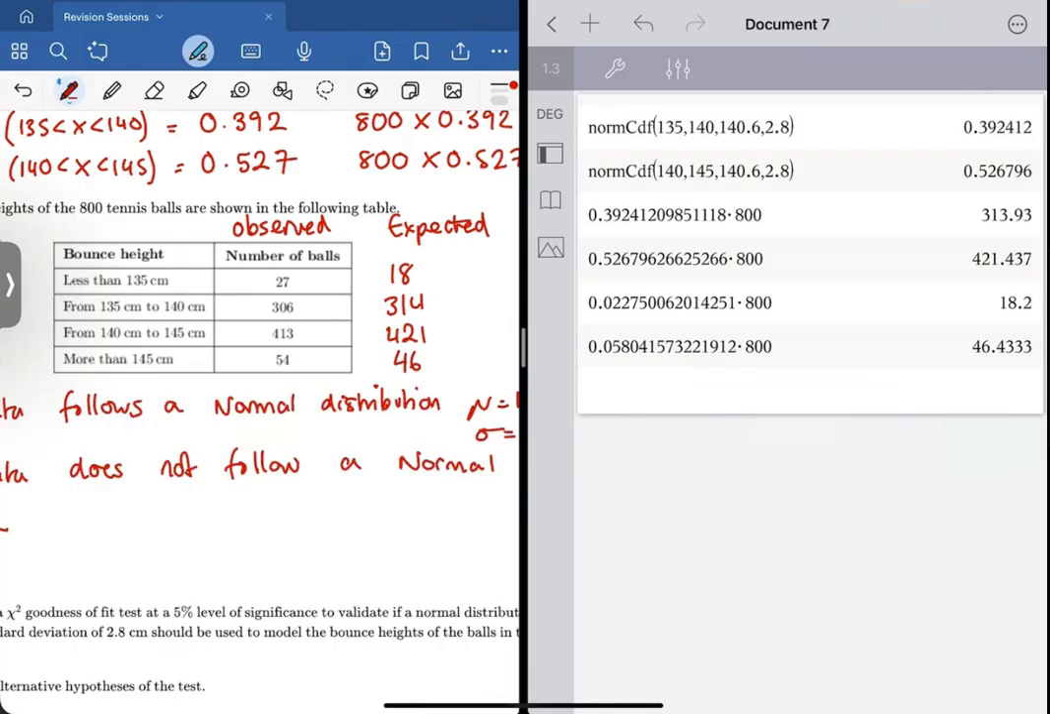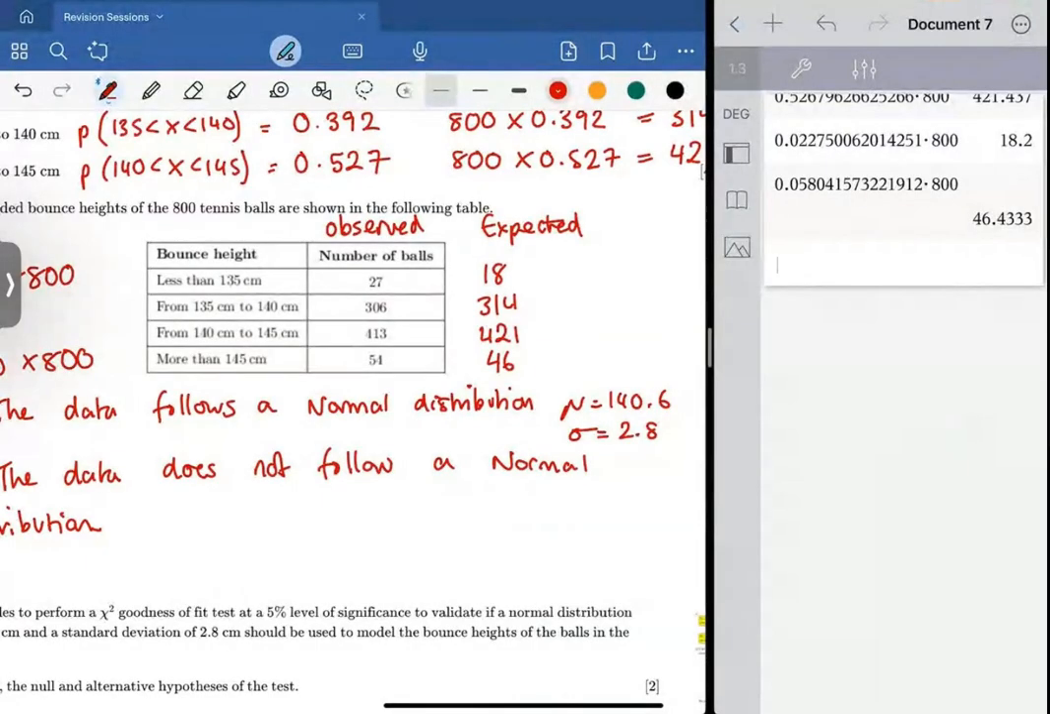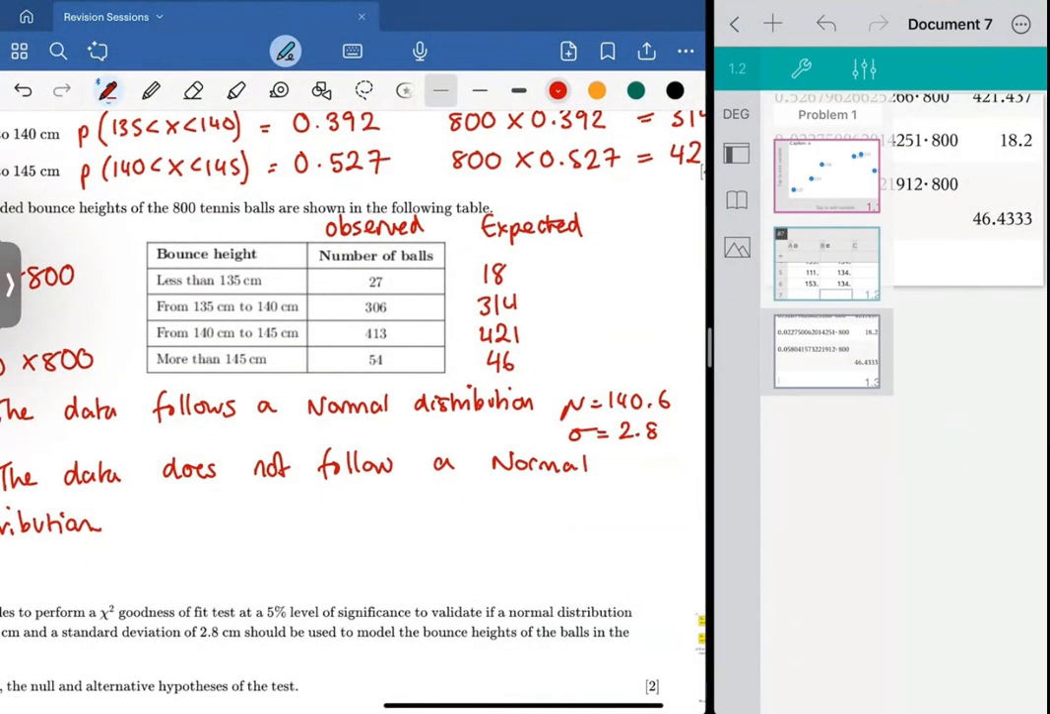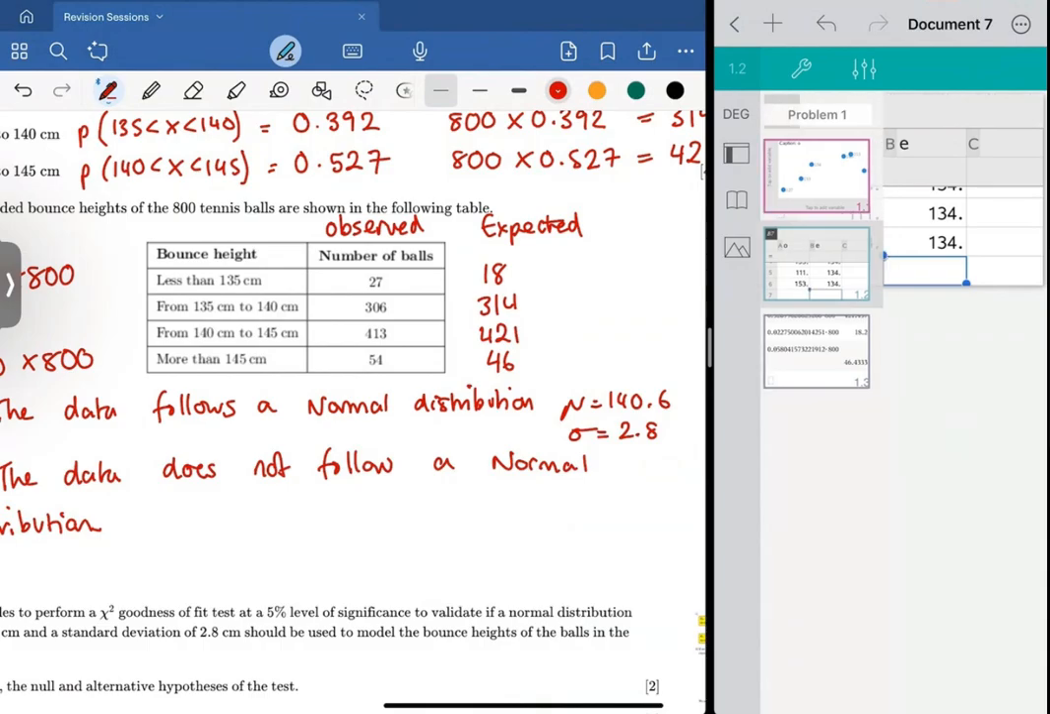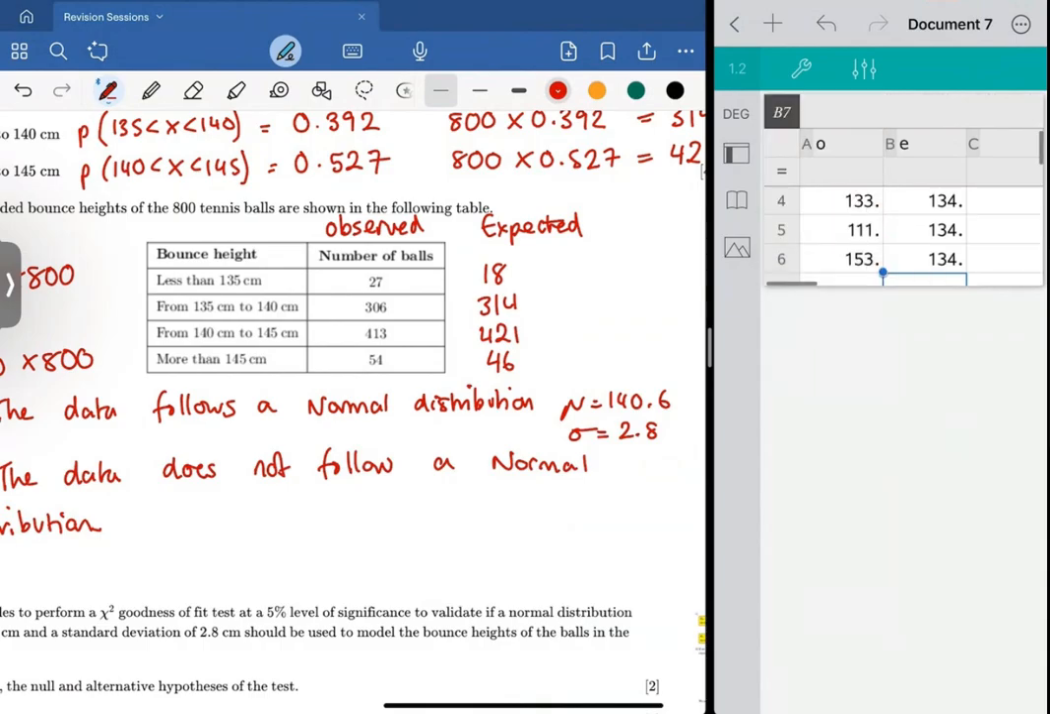All right, so we're finally in a position where we can do our test. So we're going to go back to our spreadsheet now. And in my spreadsheet, I am going to use this.